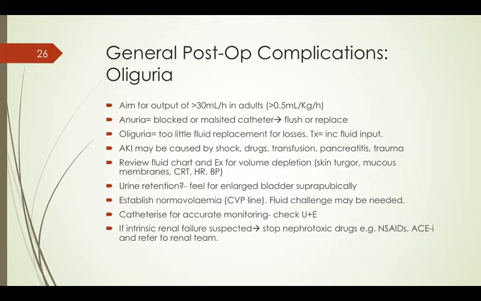Now, moving into oliguria. So oliguria really is low urine output. Urine output roughly should be in the range of above 0.5 mils per kilo per hour, or around more than 30 mils per hour in adults. If someone's got anuria, you need to be thinking, is it a blocked catheter? In which case you may need to flush it. If it's oliguria, so there is some urine coming but not to the quantity that you'd expect, do you think you're not replacing enough fluid for the losses?